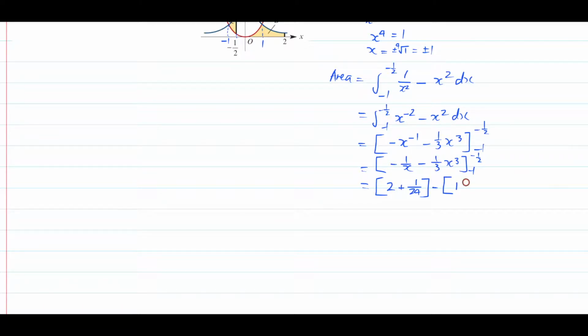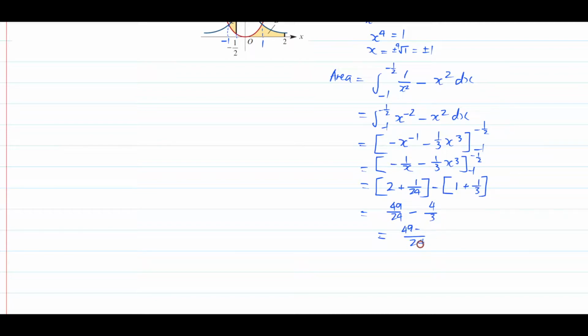-1 times -1 on 3, and that is a +1 on 3. Okay, now 2 plus 1 on 24, that is, well, 2 can be written as 48 on 24, so you make them have the same common denominator. 48 plus 1 is 49, and that is over 24, minus 1 plus 1 on 3, that is 4 on 3, and then we make them have the same common denominator of 24, and 49 minus.